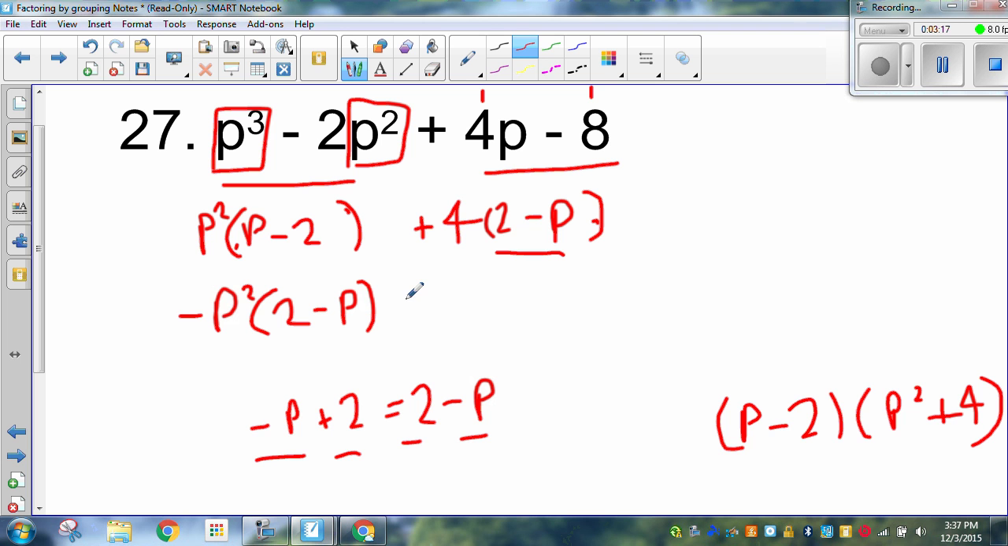Now that I have you back, this is just 2 minus p in both, and you know how to do the rest. It will be a slightly different answer than the last time, but same basic result. I hope that helps you guys.